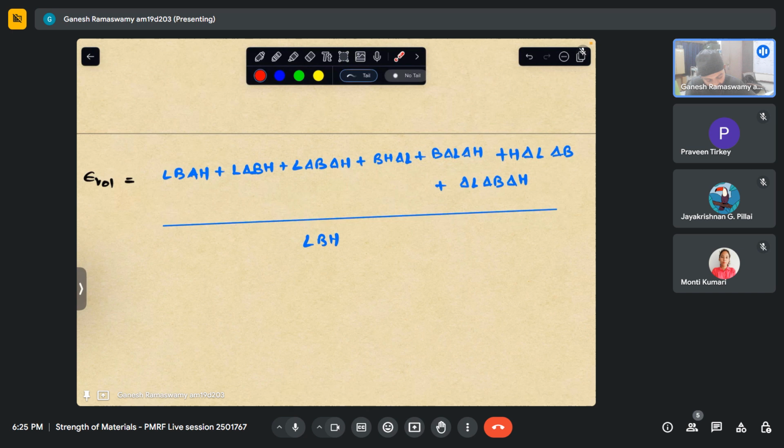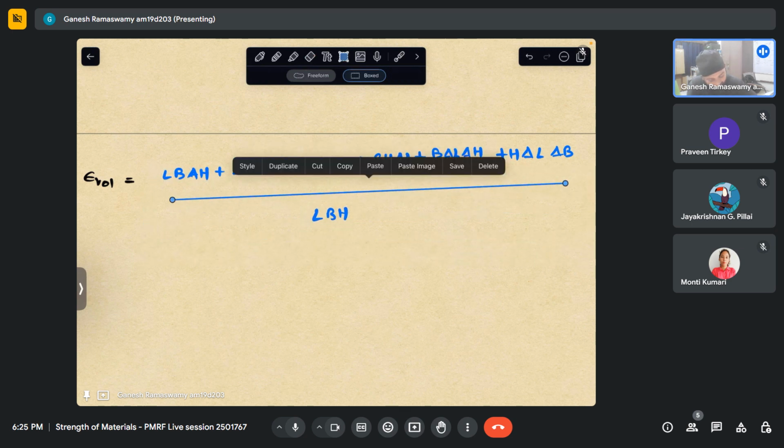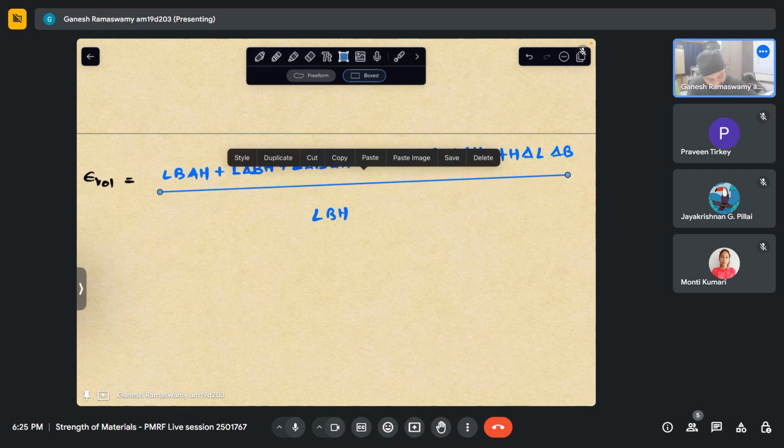Now let us say my delta H, or delta B or delta L for that matter, is of the order of 10 power minus 3, in mm or meter or whatever. If that is 10 power minus 3, then this quantity is 10 power minus 9. So we can safely disregard this quantity. So ignoring the smaller quantities, it comes to this much.